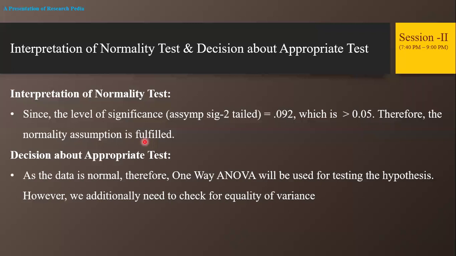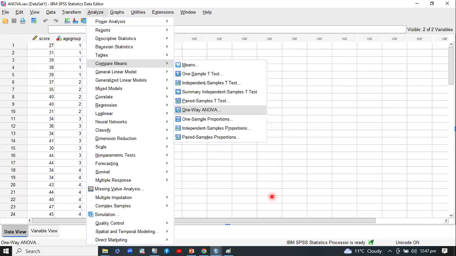The second is the appropriate test. As the data is normal, therefore one-way ANOVA will be used for testing the hypothesis. However, we additionally need to check for equality of variance. That is the important thing that we need to consider. So how can we do it?